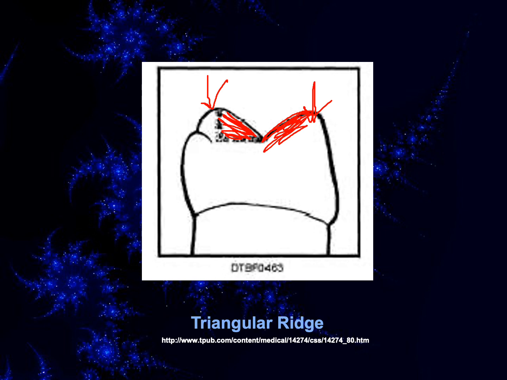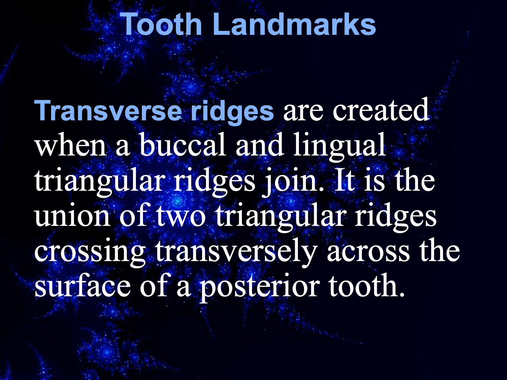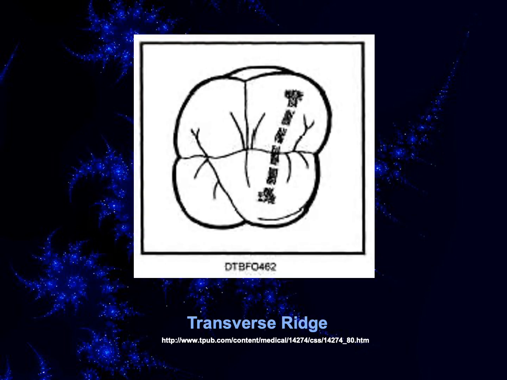Don't be afraid, you will be familiar with these expressions when you see normal teeth in lab and when you carve these teeth yourself in the lab. The transverse ridge is created when buccal and lingual triangular ridges join. So it's the union of two triangular ridges crossing transversely across the surface of a posterior tooth.